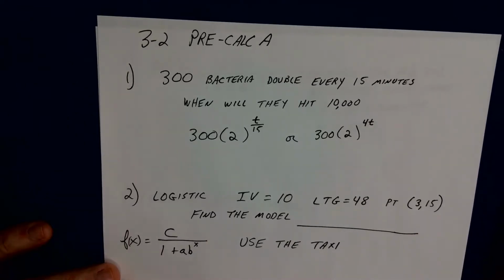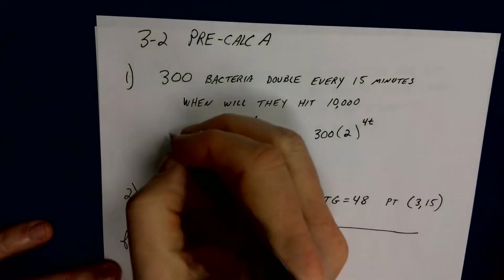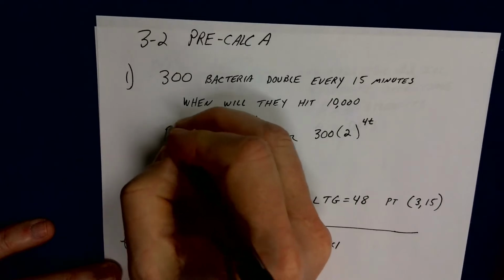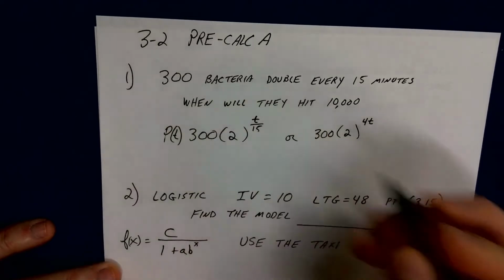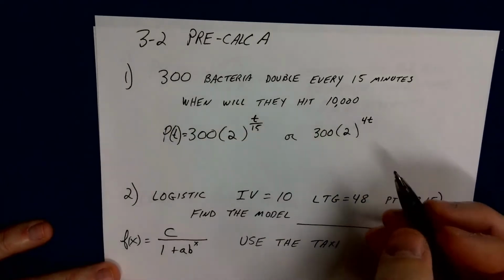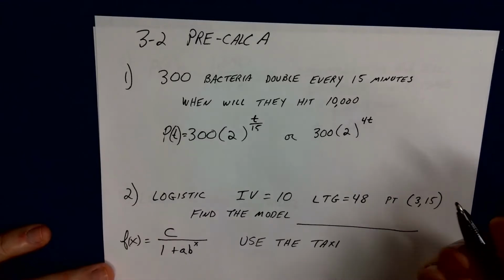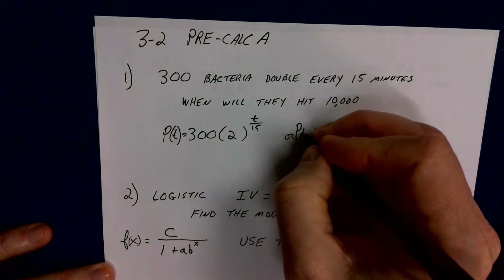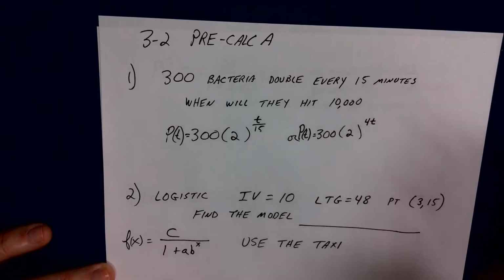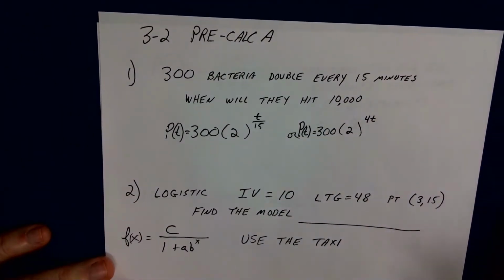So what I want to look at is these two equations. Population at time t equaling 300 times 2 to the t over 15, and population at time t equaling 300 times 2 to the 4t. And my question is, which one of those do you think is a better situation?